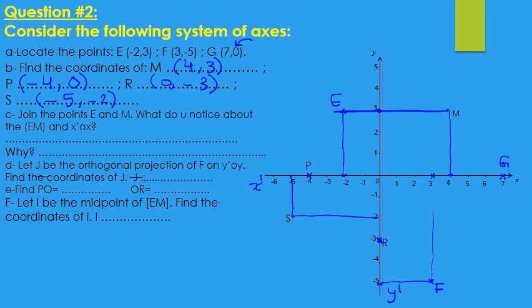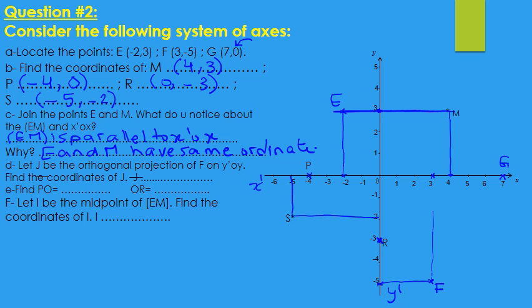What do you notice about the line EM and x prime x? The line EM is parallel to x prime x. Why? Because the 2 points E and M have the same ordinate. Any 2 points having the same ordinate will form a straight line parallel to x prime x.